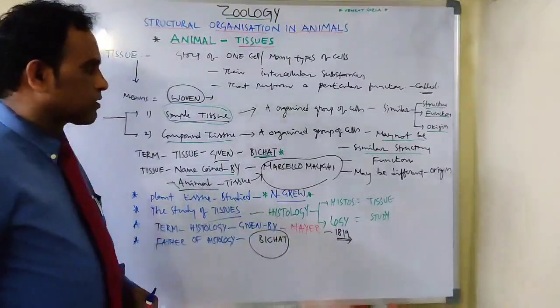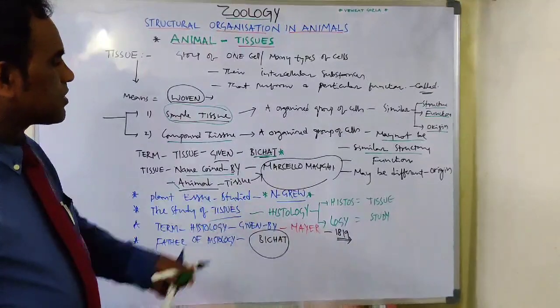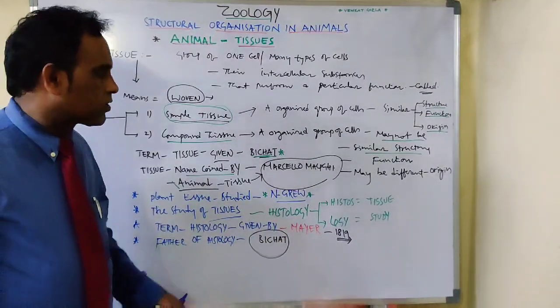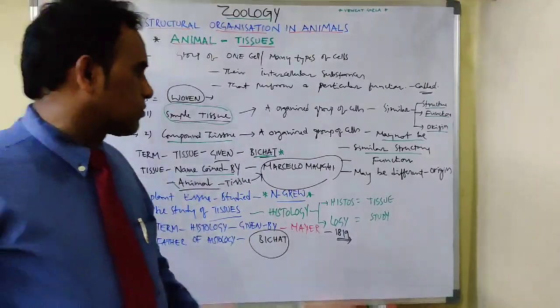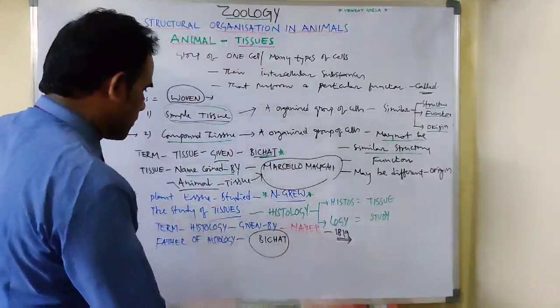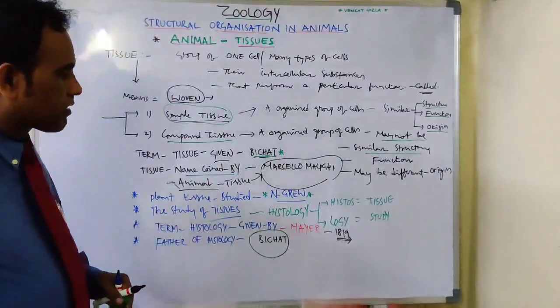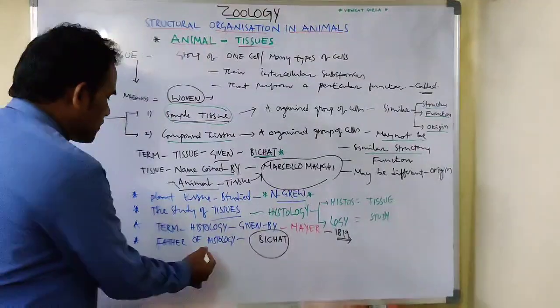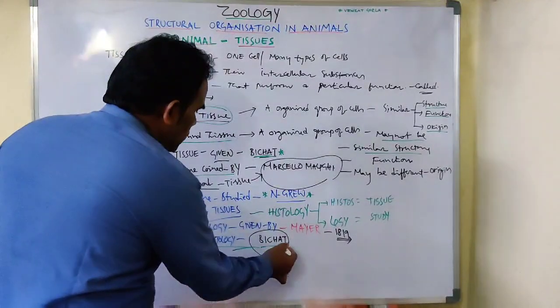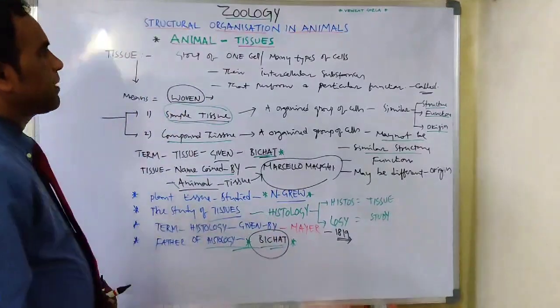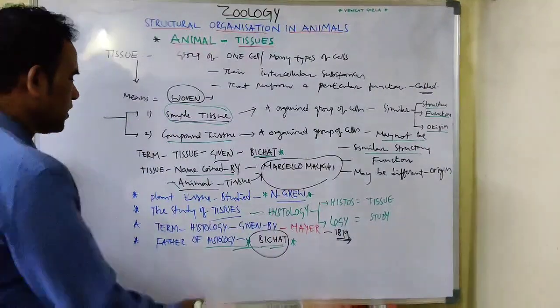The study of tissues is called histology. Histology is a branch of biology that deals with the study of cells and tissues. Histos means tissues and logy means science. The term histology was given by Mayer in the year 1819. The father of histology was considered to be Bichat. Father of what? Histology.